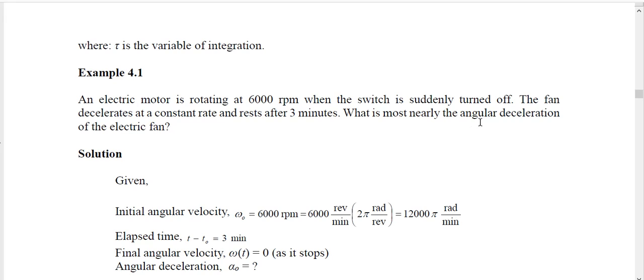It is similar to a linear problem, like a body is moving at 3 meter per second, a brake is applied, and it is stopped after 3 minutes. What is the deceleration? Similar problem.